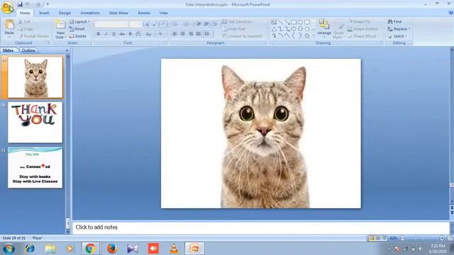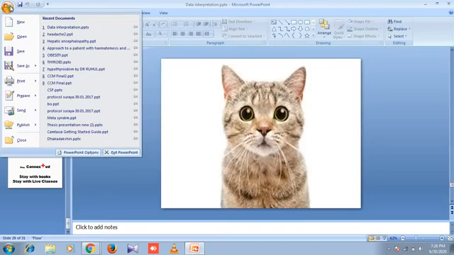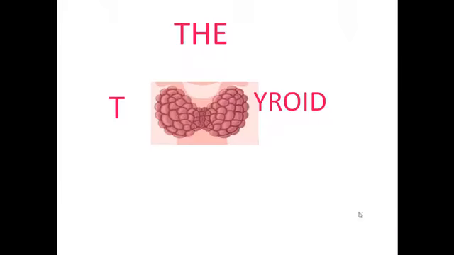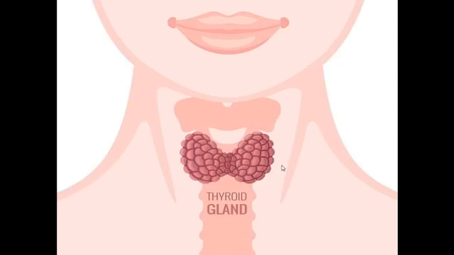Now we are turning to another report, the thyroid gland. As we all know the anatomy, physiology and pathology of thyroid gland, we will have just a glimpse of thyroid gland. This is the anatomy of thyroid gland.